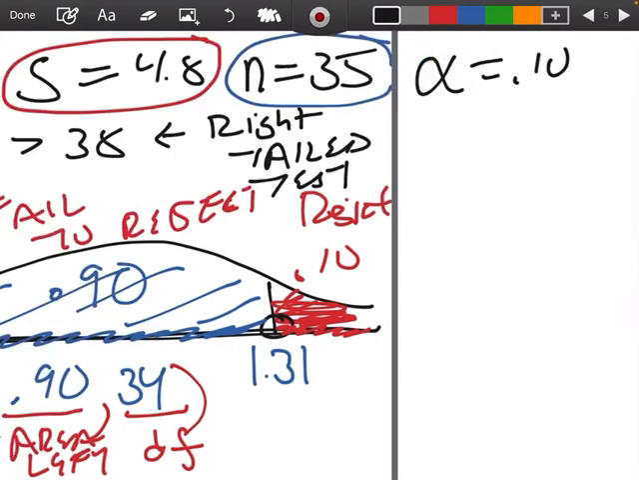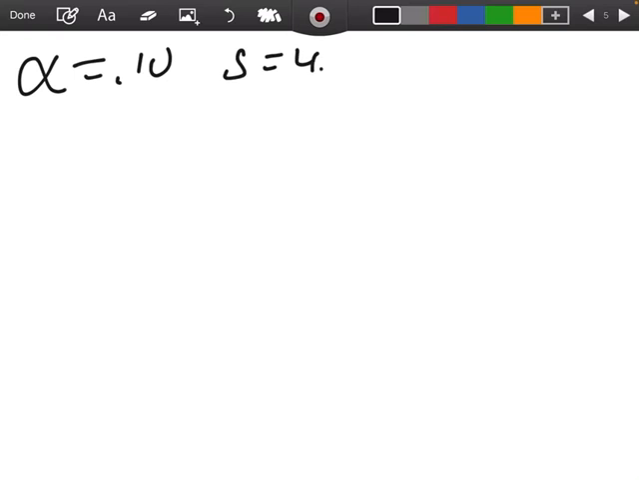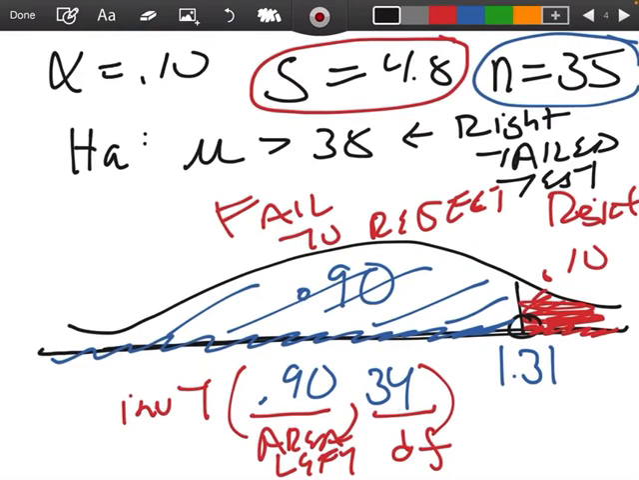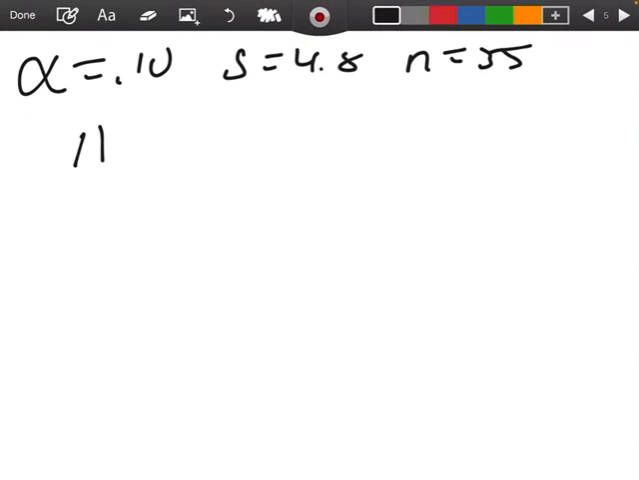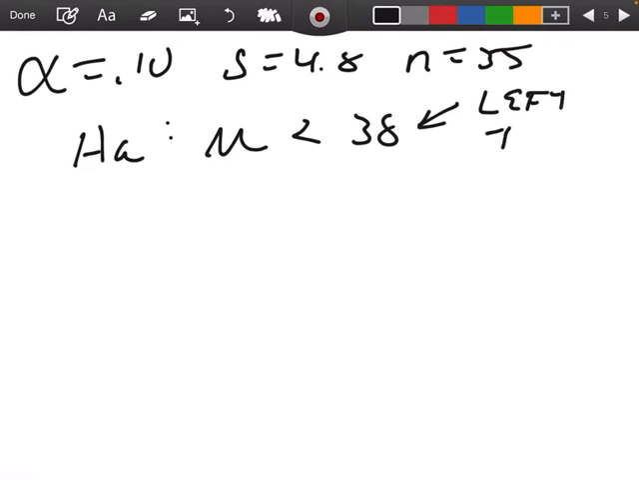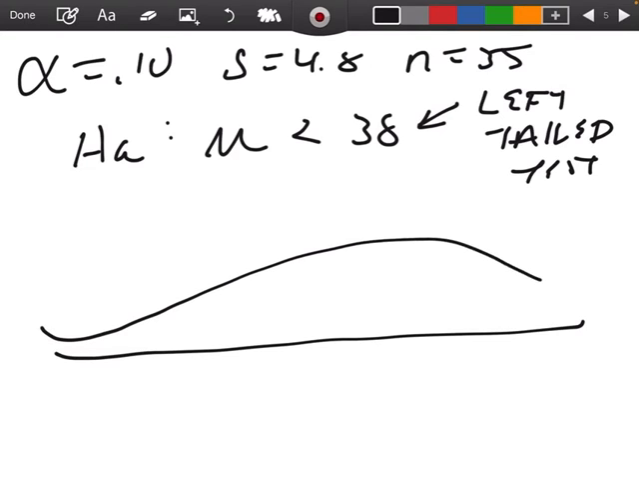So look, I'm going to do the other two so that we have an idea of how to do this. I'm going to use the same values that I used before. We're going to say alpha is 0.10, and my S is 4.8. My N is 35, okay? We did a right tail test, so now let's do a left tail test. We're going to say HA says that mu is smaller than 38, okay? This is telling me this is a left-tailed test, okay?